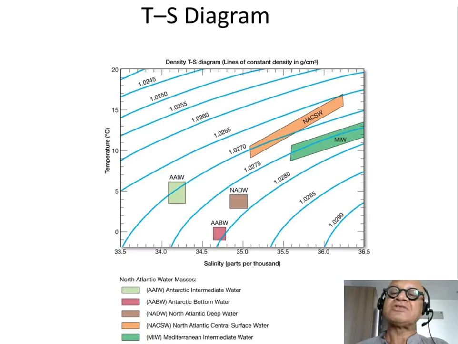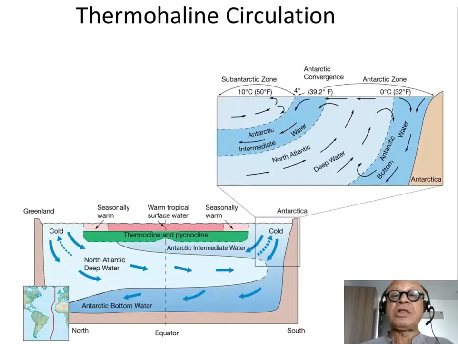There is the North Atlantic central surface water, complicated names. Mediterranean intermediate water. We said deep water formation only occurs at high latitudes, but I mentioned the Mediterranean and Red Sea can do that as well with high evaporation. And sure enough, you see here Mediterranean intermediate water is a little bit heavier than the Antarctic intermediate water, right? And the North Atlantic central surface water can be as heavy as the Antarctic intermediate water. This is what drives the deep ocean circulation.